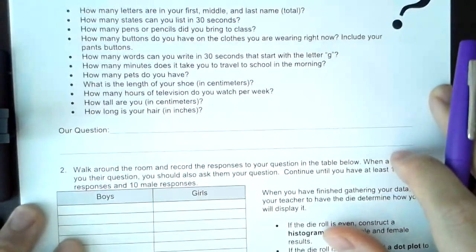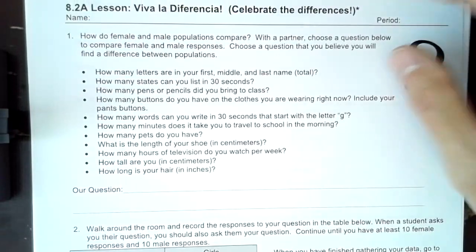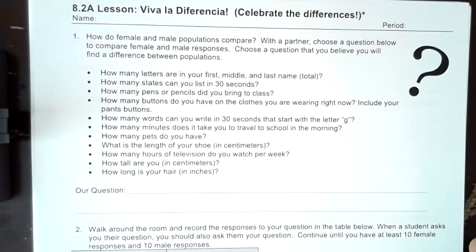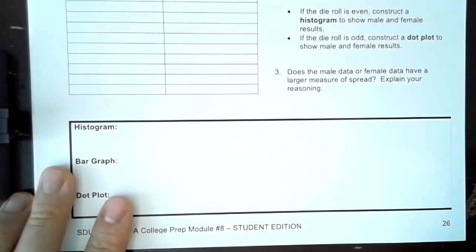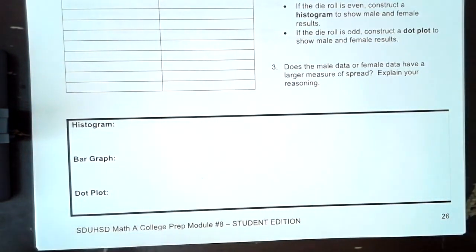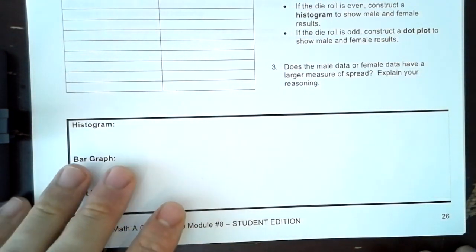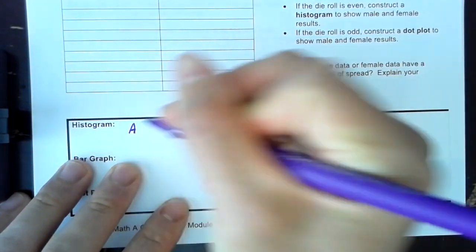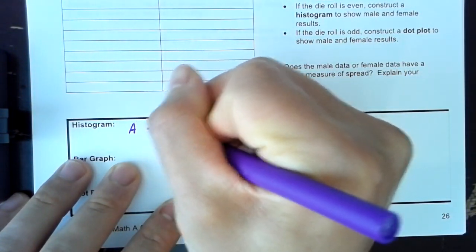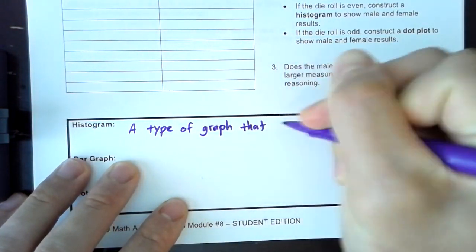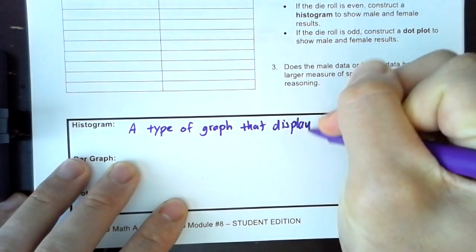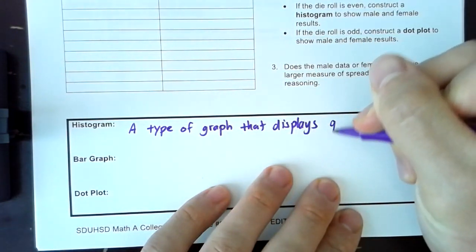So the first portion of this lesson, we were supposed to create a survey and kind of conduct an experiment with the class. I'm going to bypass all of that, and I'm just going to talk about some definitions right now. You may be familiar with these, but I'm going to go ahead and remind you of these definitions. Okay, so a histogram is a type of graph that displays quantitative data.